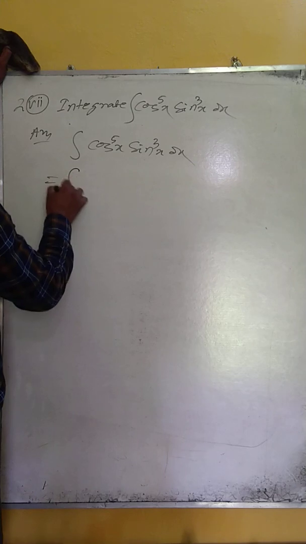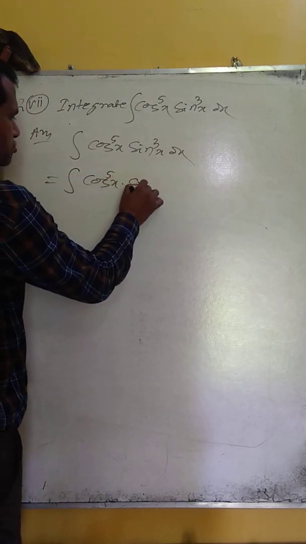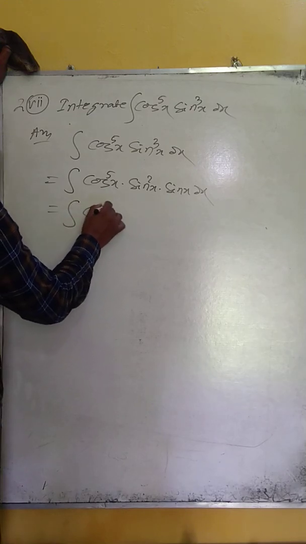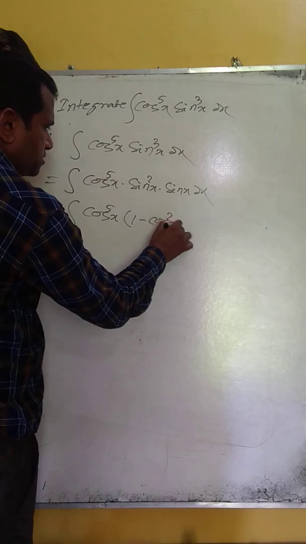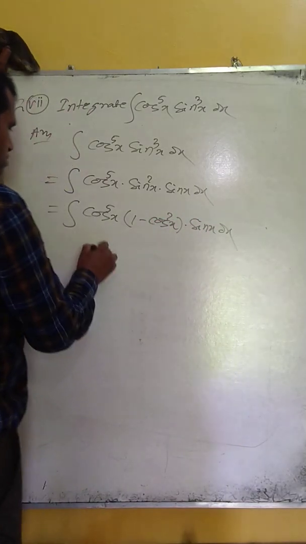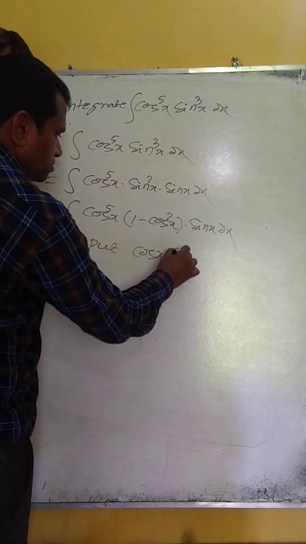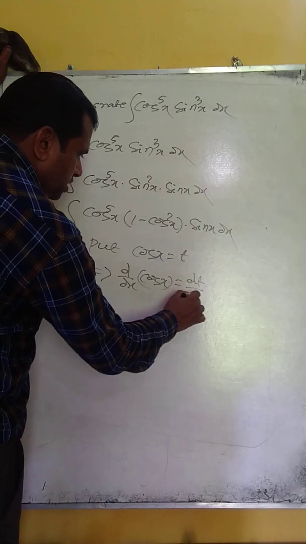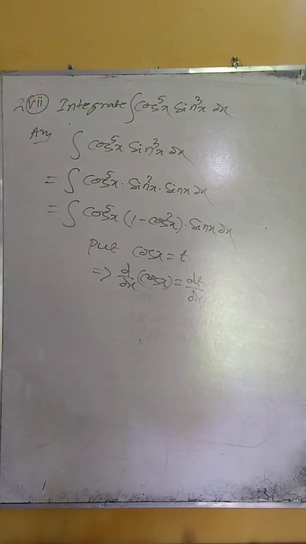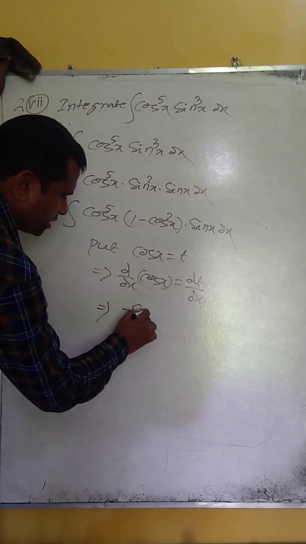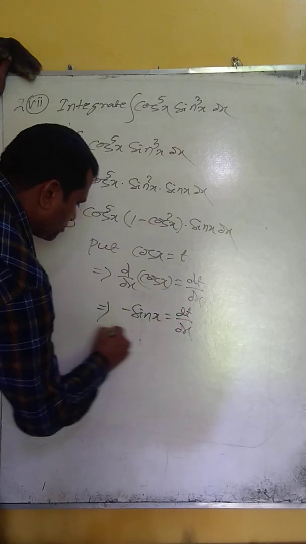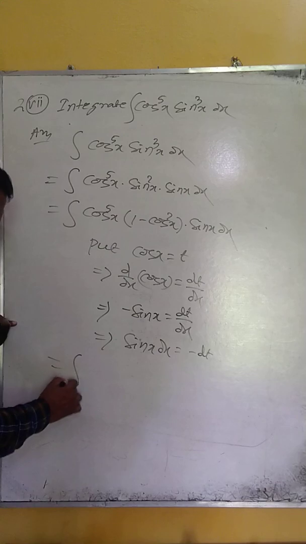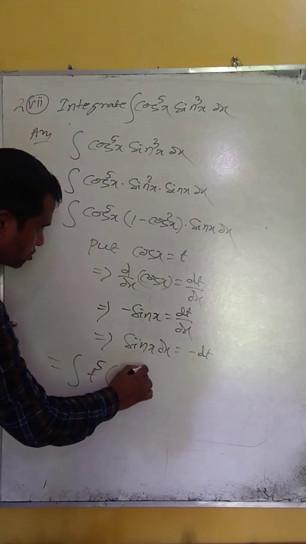Here we write integral cos to the power 5 x into sin square x into sin x dx, that equals integral cos to the power 5 x into 1 minus cos square x into sin x dx. Put cos x equal to t, that implies d by dx of cos x equals dt by dx. You know the derivative of cos x is minus sin x, that equals dt by dx. We write sin x dx equals minus dt. So it becomes t to the power 5 into 1 minus t square into minus dt.